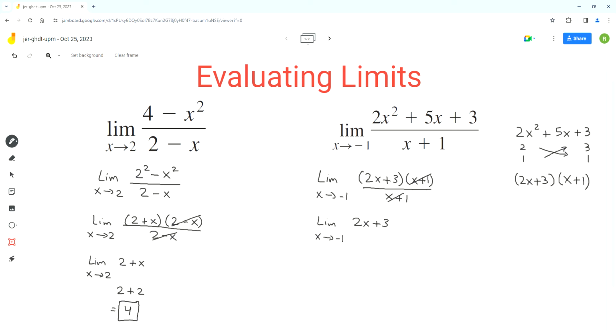Now that we have gotten rid of the denominator, the expression that was problematic for us, we can use the substitution method. So we just sub in x as -1. This simplifies to -2 plus 3, which is equal to +1. So this should be the final answer for this limit.